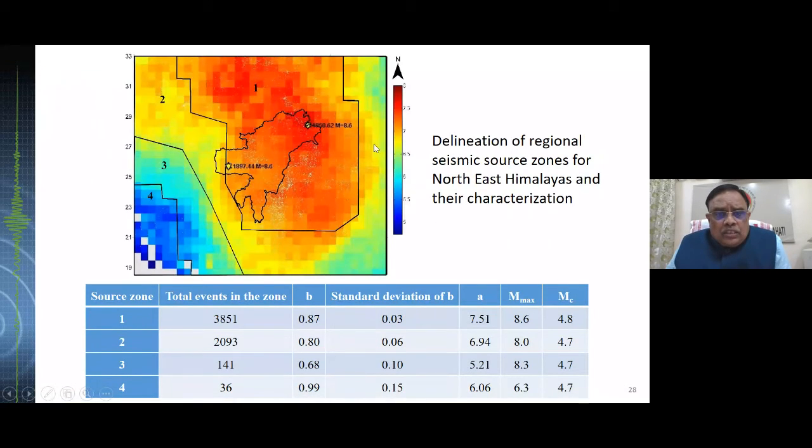For the northeastern Himalayas, a similar approach was adopted. The seismicity of the northeast Himalayas is more complex and is attributed to the juxtaposed subduction tectonics along the east-west trending Arakan-Yoma belt in the Indo-Myanmar region in the east, and the collision tectonics between the northeast trending Indian plate and the Eurasian plate in the north.